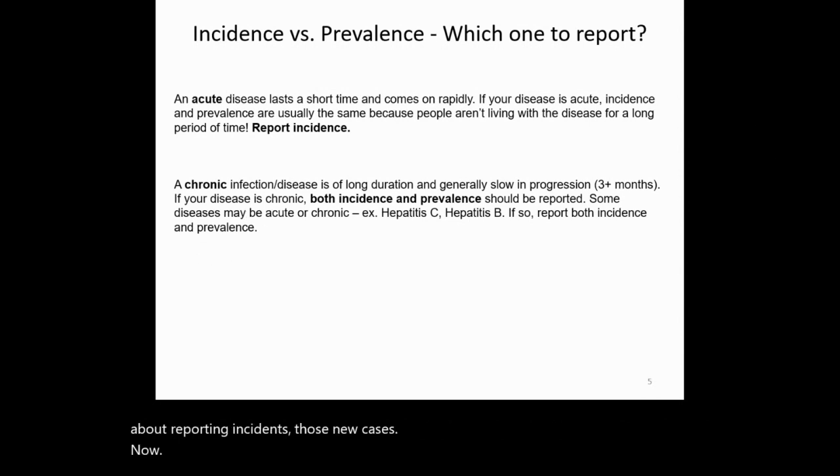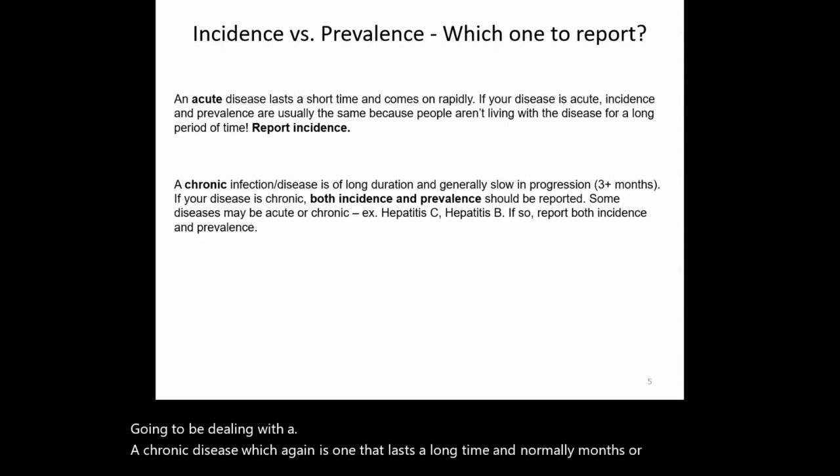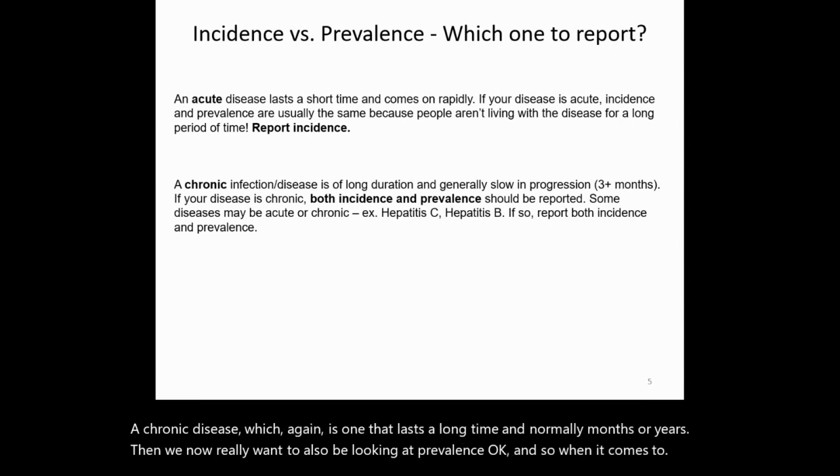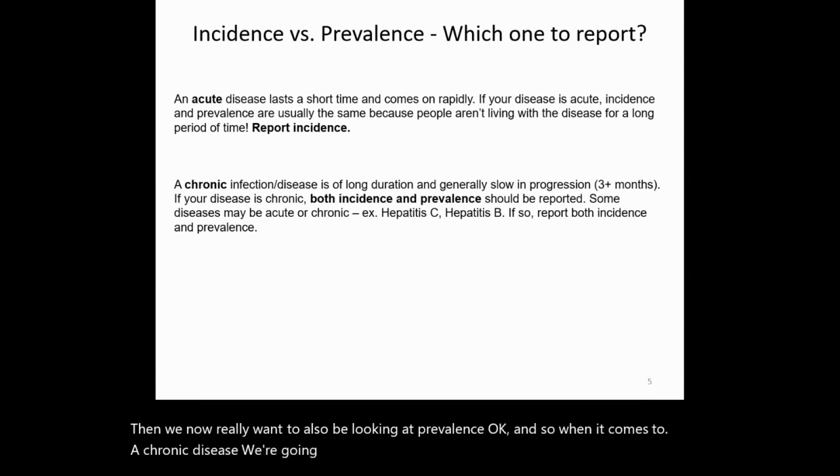Now, if we are going to be dealing with a chronic disease, which again is one that lasts a long time, and normally months or years, then we now really want to also be looking at prevalence. And so when it comes to a chronic disease, we're going to report both incidence and prevalence.